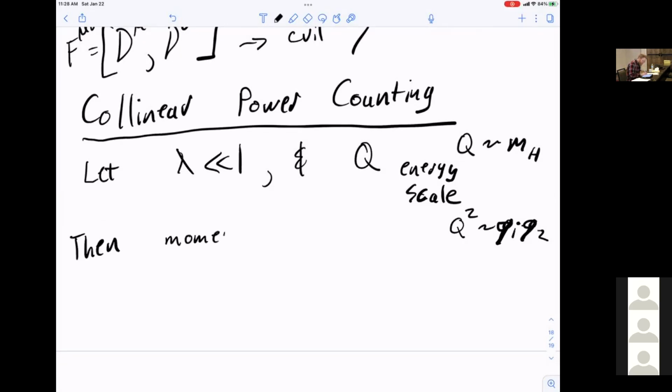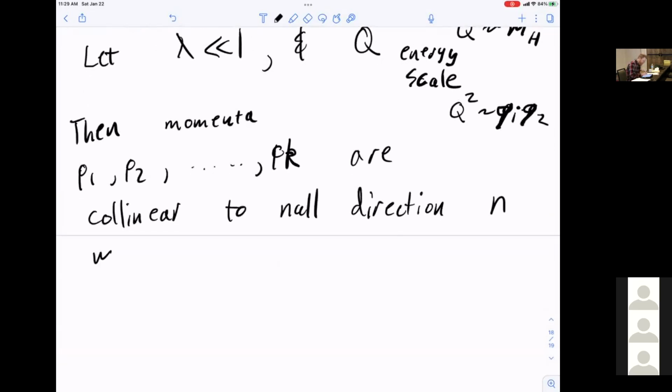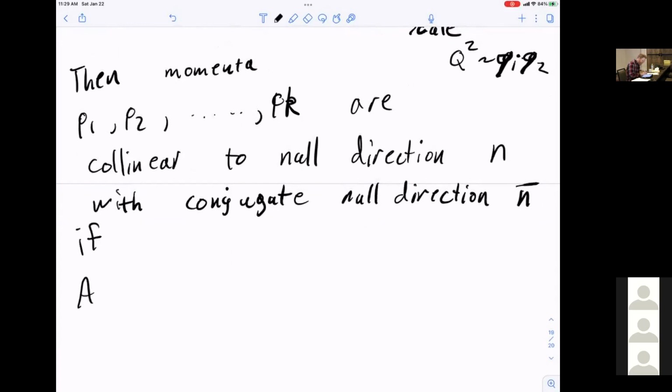Then momenta p1, p2, through pk are collinear to a null direction n, with conjugate direction n bar, if n squared equals n bar squared equals 0. This is mainly so that everyone knows my conventions.